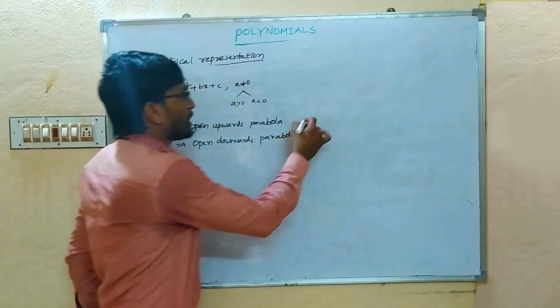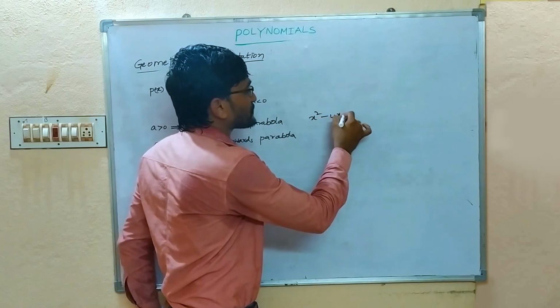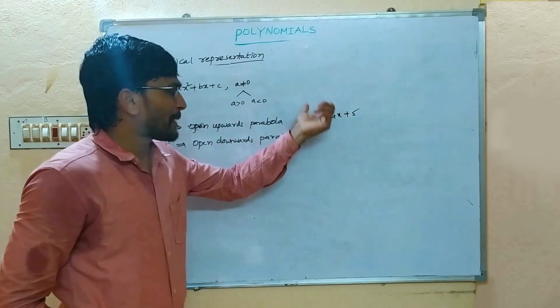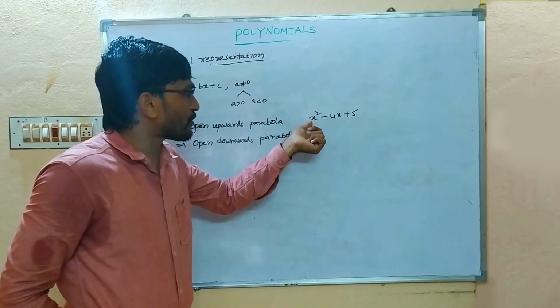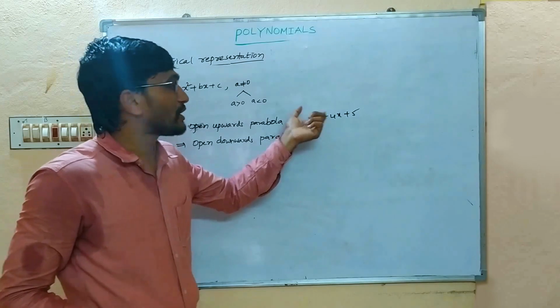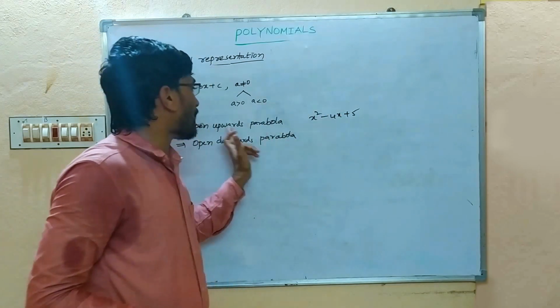First of all, x square minus 4x plus 5. What is the graph of this polynomial? It is a parabola only, but here the x square coefficient is 1. 1 is nothing but greater than 0. So the graph of that polynomial is an upwards open parabola.